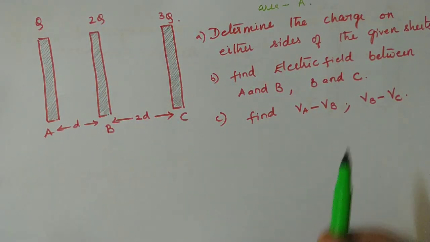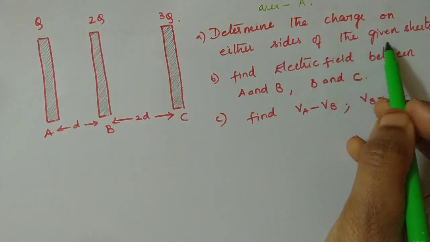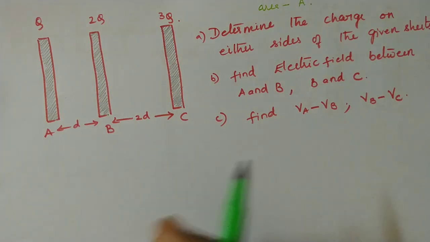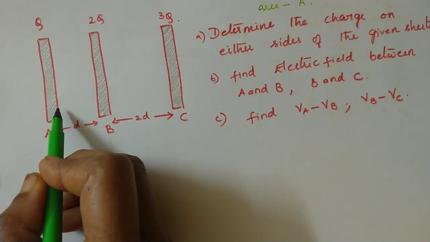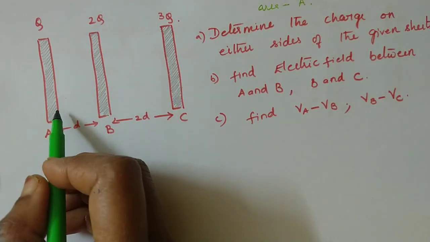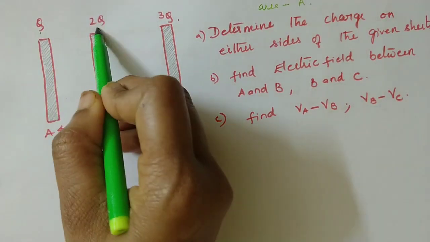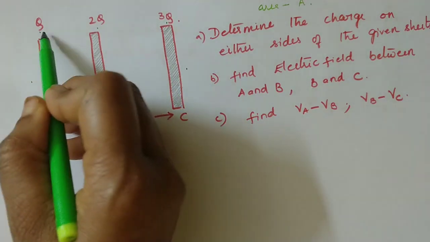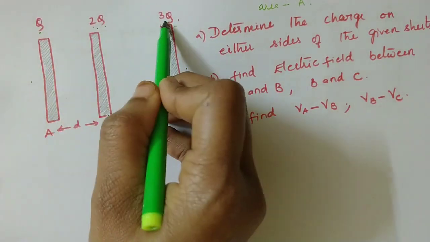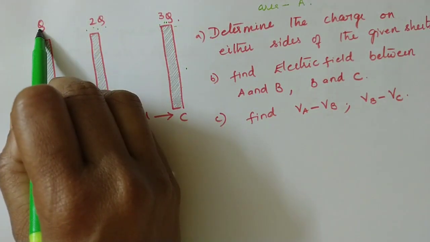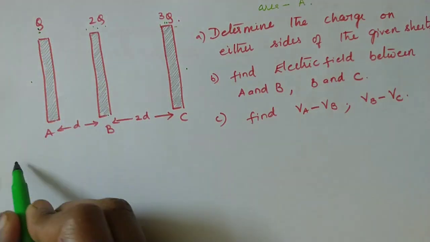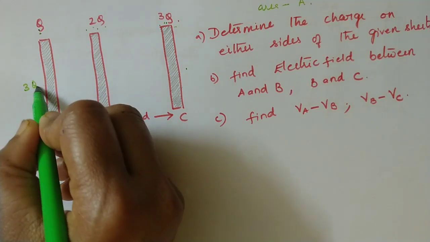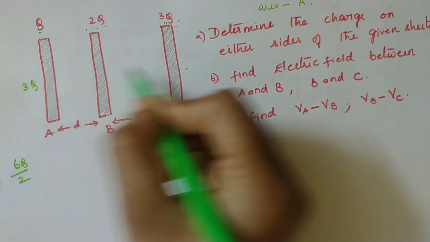Now look at one by one. Determine the charge on either sides of the given sheets. Let's see how the charge is distributed. We are not going to derive it. Use the derivation we have done in the second example. Q, 2Q and 3Q. So what should be the charge on either side of it? First add them: 3 plus 2 plus 1, total is 6Q. 6Q divided by 2 will give you 3Q. So here the charge will be 3Q.